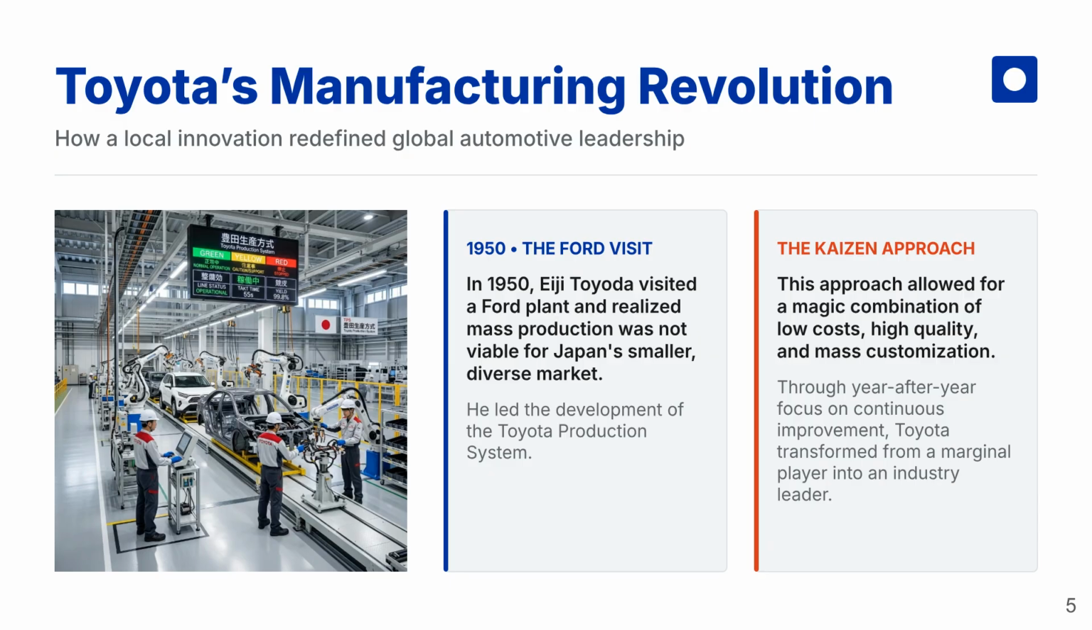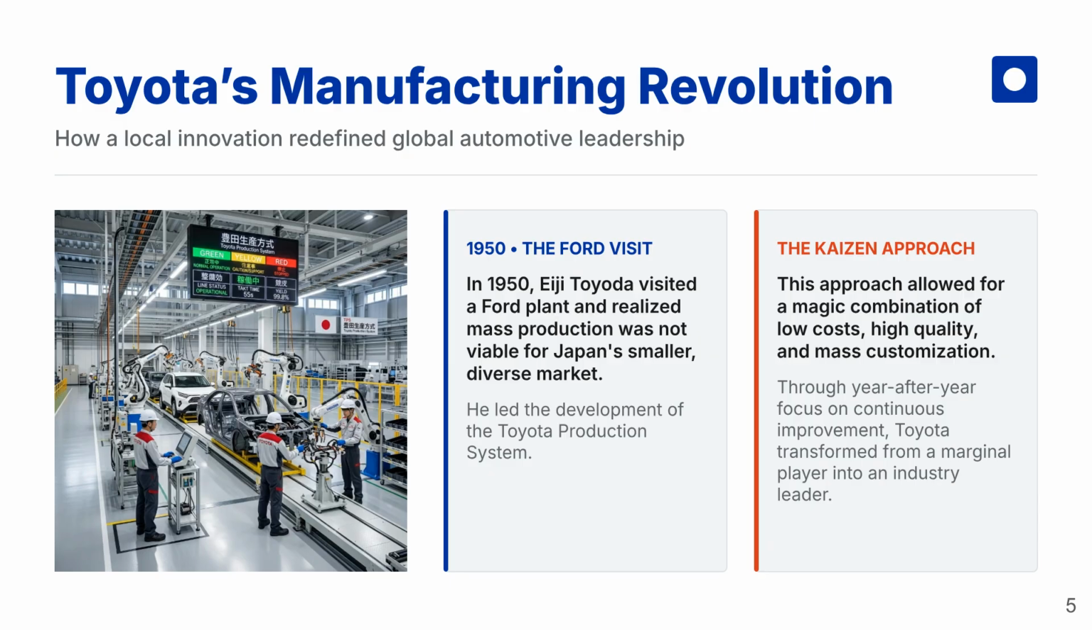Rather than making large changes only once in a while, Kaizen encourages employees at every level to identify small improvements every day. These incremental changes may seem minor individually, but over time, they lead to significant gains in productivity, quality, and customer satisfaction. The factory image represents this modern production environment, where technology, standardized workflows, and employee involvement work together to create an efficient manufacturing system.